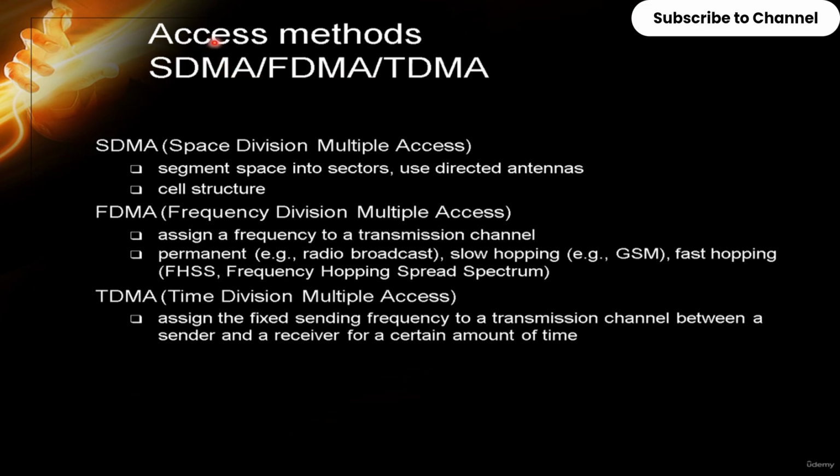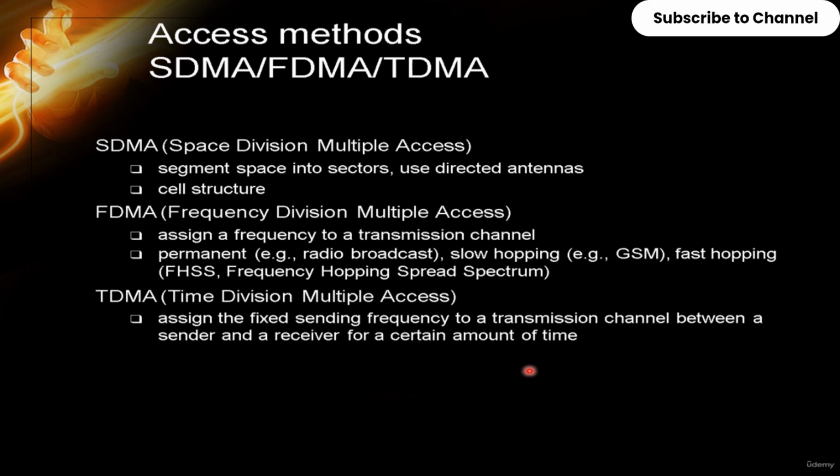Here we have further access methods: SDMA, FDMA, TDMA, that is space division multiple access, frequency division multiple access, and time division multiple access. Space division multiple access divides space into sectors, using directional antennas, which are applicable in cell sectors. Frequency division multiple access assigns frequencies to a transmission channel, where a permanent frequency is assigned for a particular channel, either in radio broadcasting, or slow hopping in GSM, or fast hopping in frequency hopping spread spectrum.